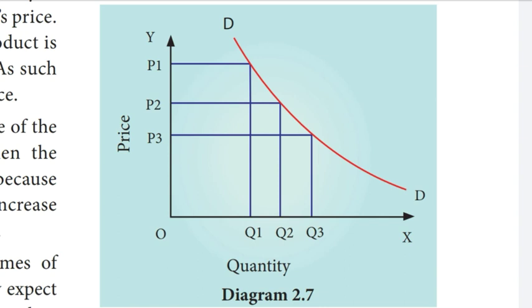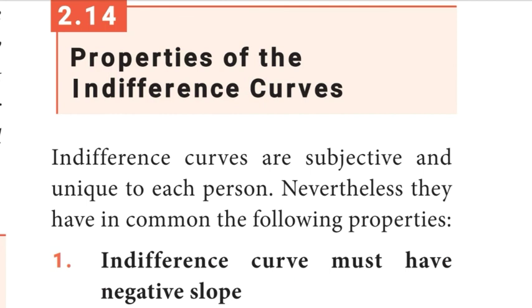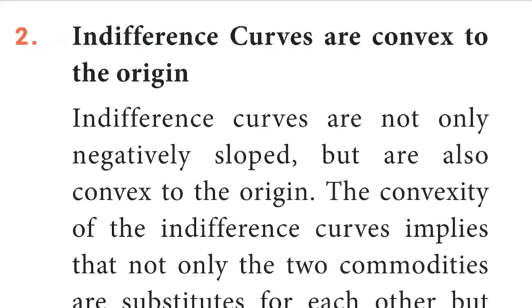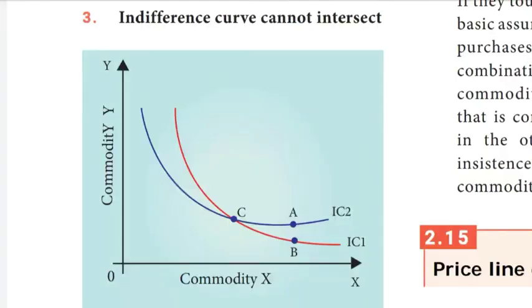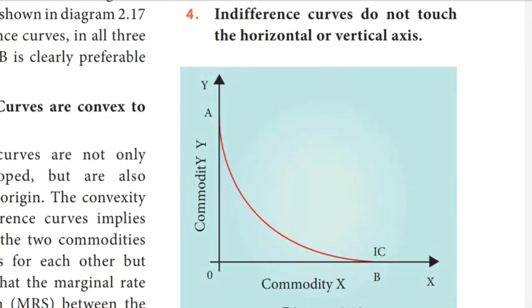Question number 32. What are the properties of indifference curves? Indifference curves are subjective and unique to each person. Nevertheless, they have in common the following properties. First property, indifference curves must have negative slope. Second property, indifference curves are convex to the origin. Third property, indifference curves cannot intersect. Fourth property, indifference curves do not touch the horizontal or vertical axis.